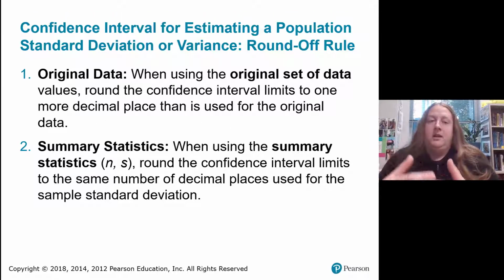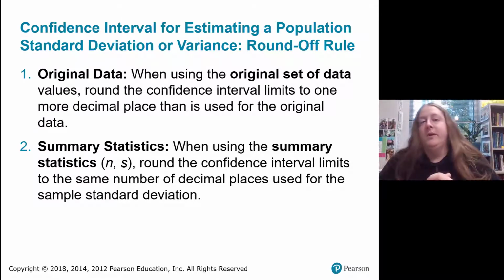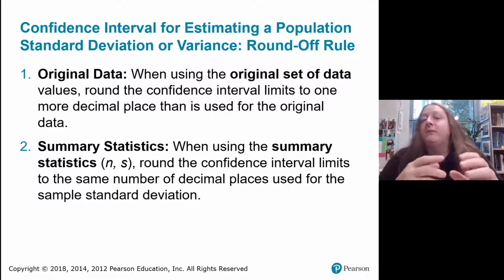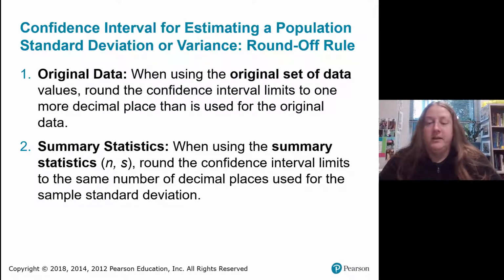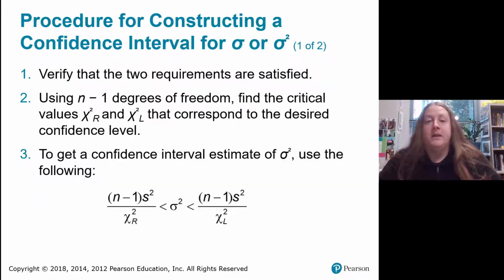So our rounding. How are we going to round? Well, if we're using our original set of data, we're going to round with one more decimal place, same rule that we had for finding our variance and standard deviation to begin with. And if we're using our summary statistics, we're already using like the sample standard deviation. That rounding rule has already occurred, so we're going to use the same number of decimal places.